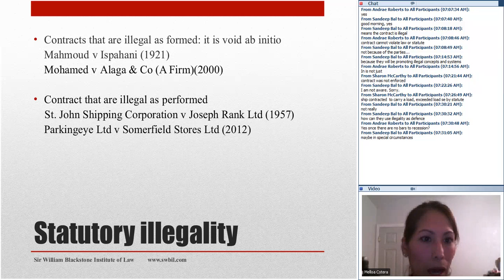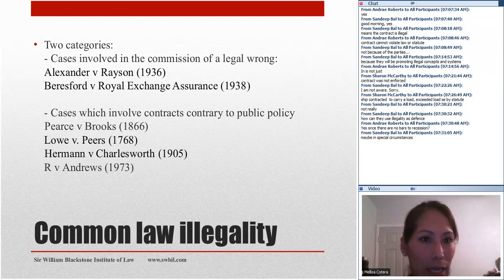Let's talk about common law illegality now. In these situations, the illegality affects a contract not by way of a statutory prohibition, but by way of a common law prohibition. Here we have 2 categories: cases that involve the commission of a legal wrong, and cases which involve contracts contrary to public policy.